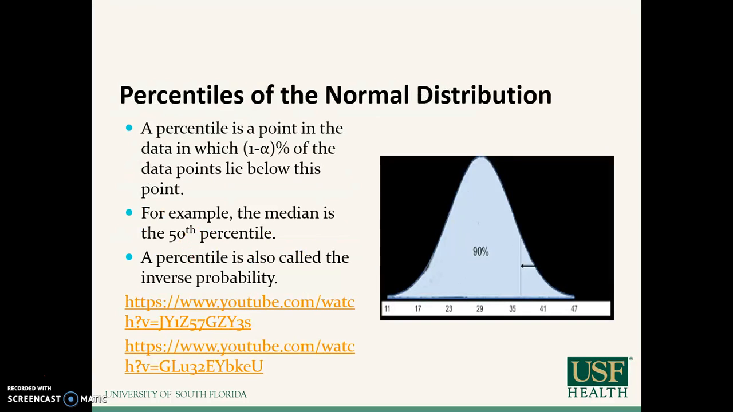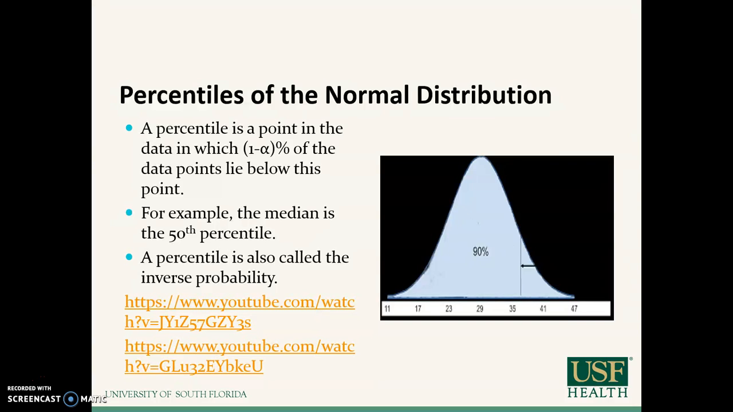All right. And then there's a very interesting concept called percentiles of the normal distribution. It's a little bit abstract to define. A percentile is a point in the data below which 1 minus alpha percent of the data points lie. A very easy example is the median. It's the 50th percentile. So basically, when you are at the median, half of the data points are below you, and half are above you. So that's the median, the 50th percentile.